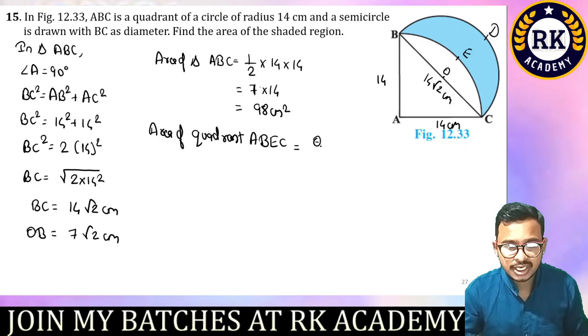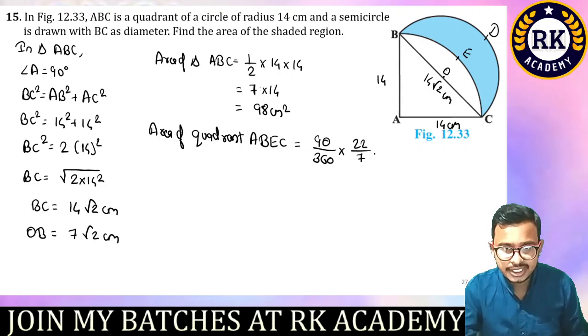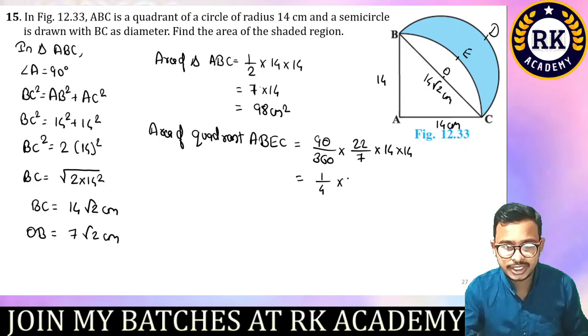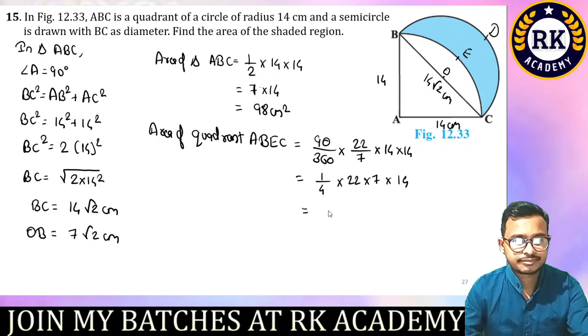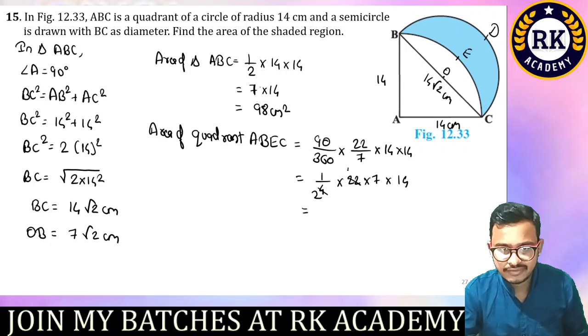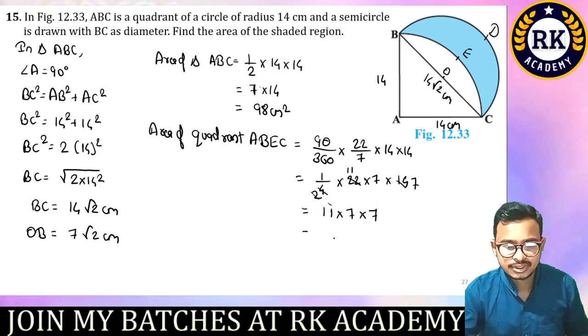It will be theta upon 360 into pi r square. What is the value of theta in quadrant? It will be 90 upon 360 into what is my value of pi? 22 upon 7 into radius, that is 14 into 14. So this answer is going to be 1 upon 4 into 22 into 7 into 14. So finally area of the quadrant, it will be 2 2s are 2 11, 2 1s are 2 7s are, finally it will be 11 into 7 into 7. So this value will be 154 centimeter square.